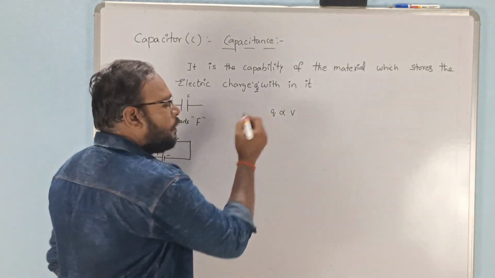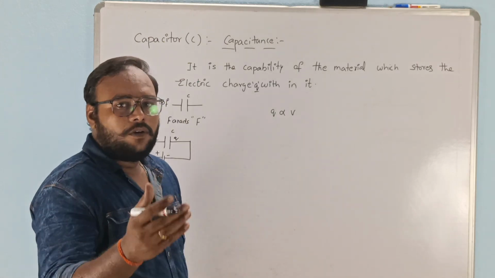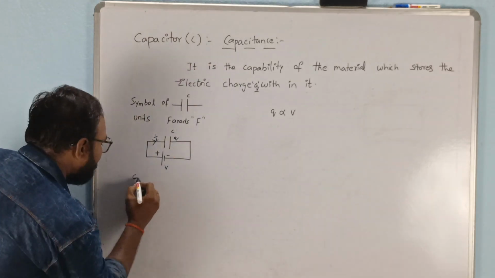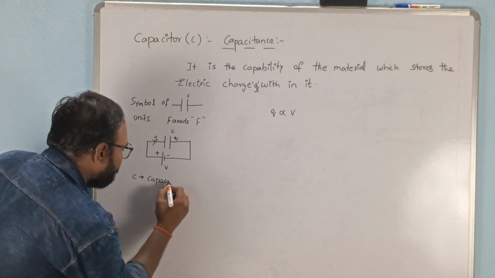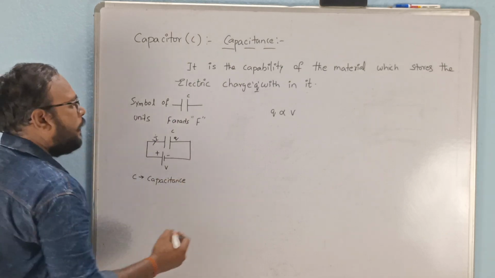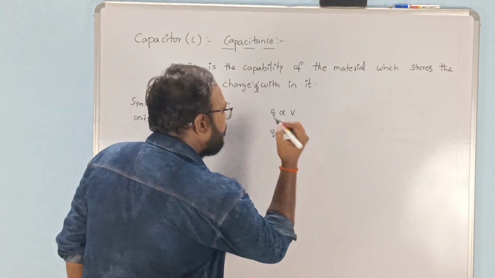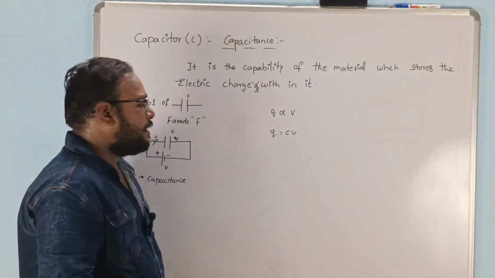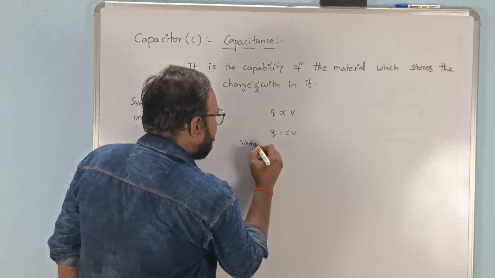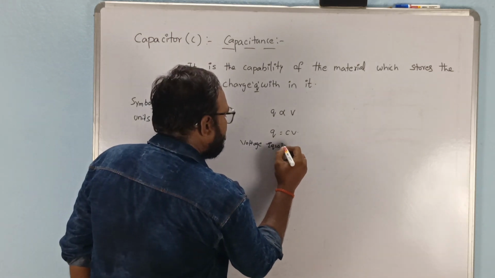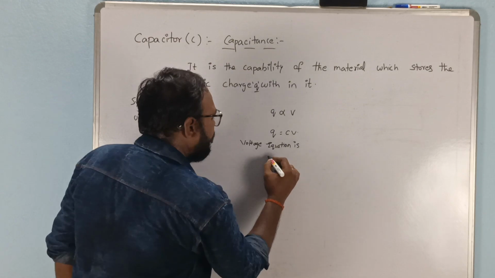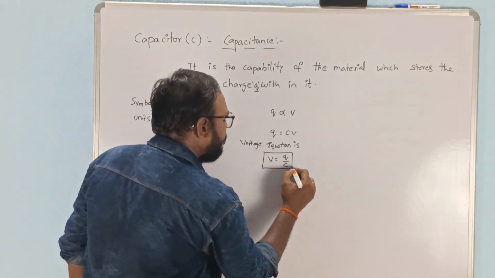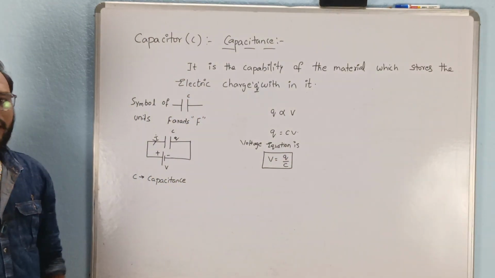To remove this proportionality, we are going to add a constant. So we are considering C as the capacitance. So Q is equal to CV. From this, we are going to derive the voltage equation. The voltage equation is V is equal to Q by C. Is it right? So this is the voltage equation.